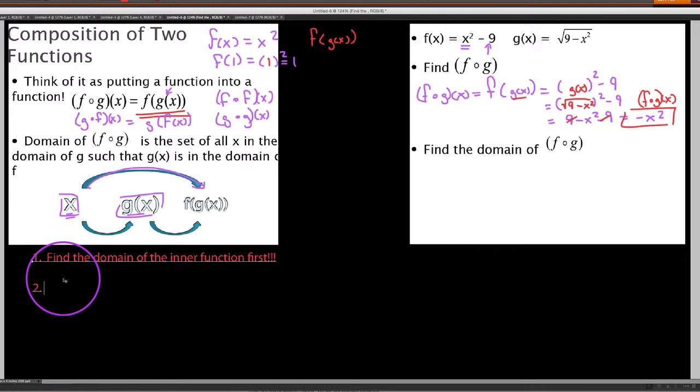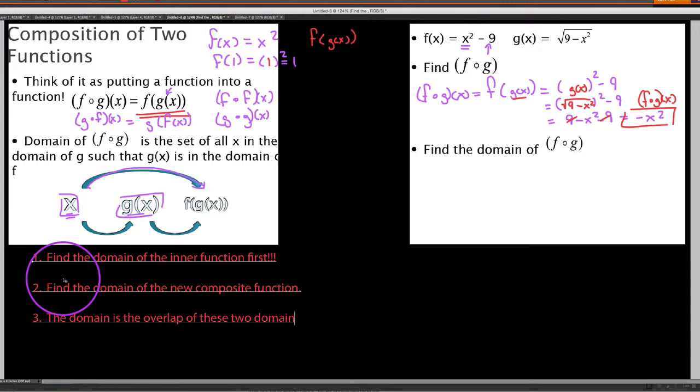What we'll do next is this: find the domain of the new composite function. And then what we'll do is this: the domain is the overlap of these two domains. Okay? So looking at both of these functions up here, my initial instruction was essentially this. We are going to find the domain of the inner function.